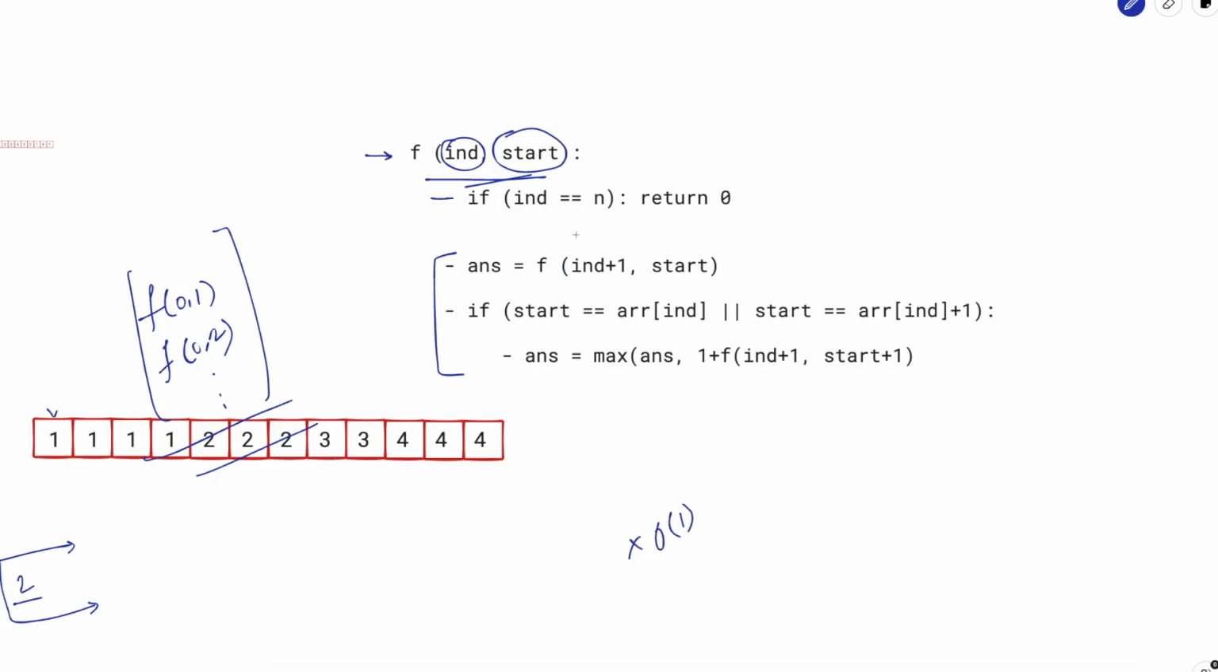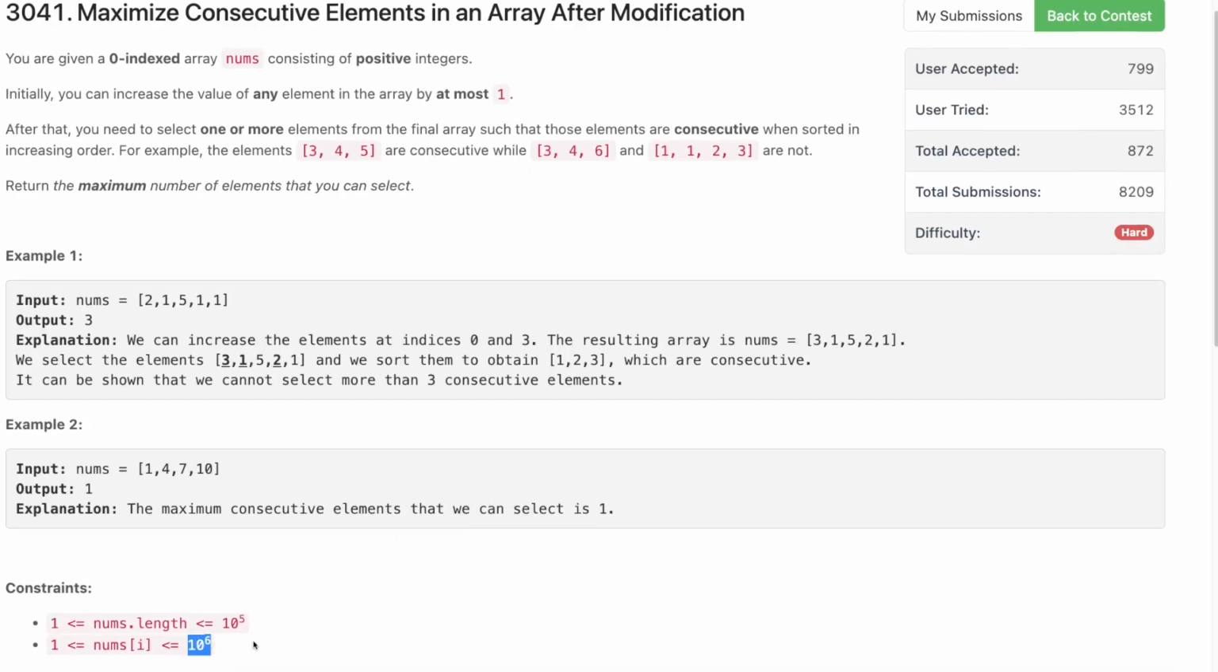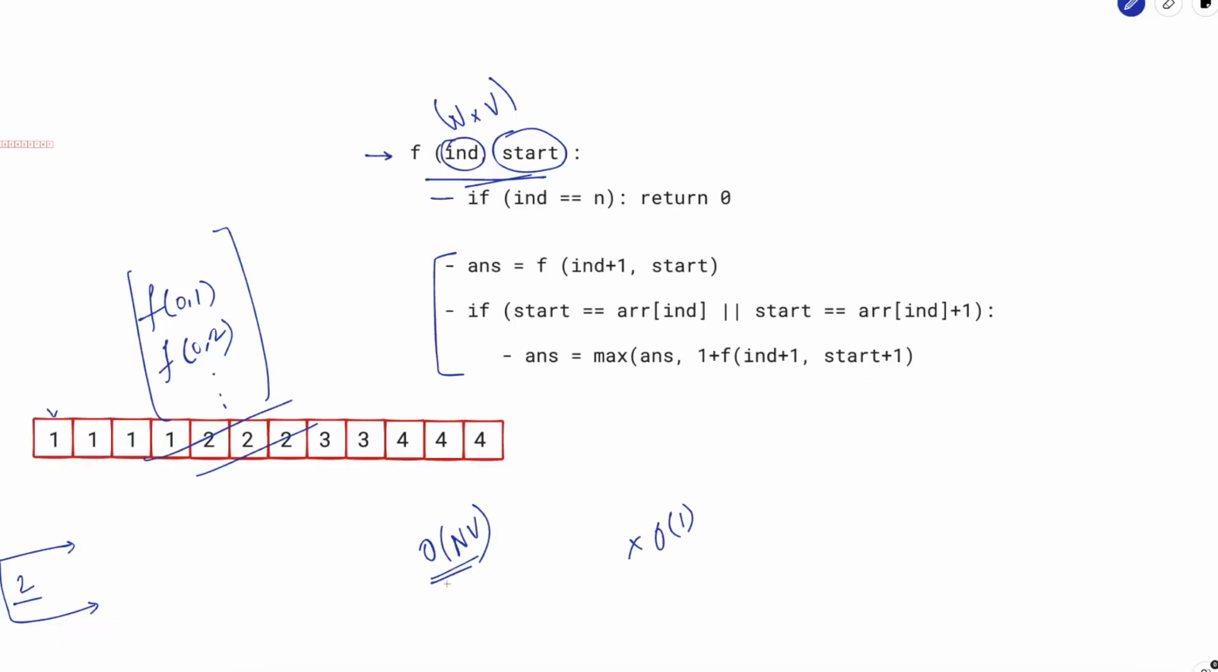Now how many states are there? The number of distinct states would be the number of distinct values of index, which is n, multiplied by the number of distinct values of start, which is, let's say v, the max value of the start. So the complexity currently is n into v, where n is the number of indexes and v is the max value. The max value is 10 power 6, the number of indexes is 10 power 5. So obviously this will not pass. So here we need to optimize.